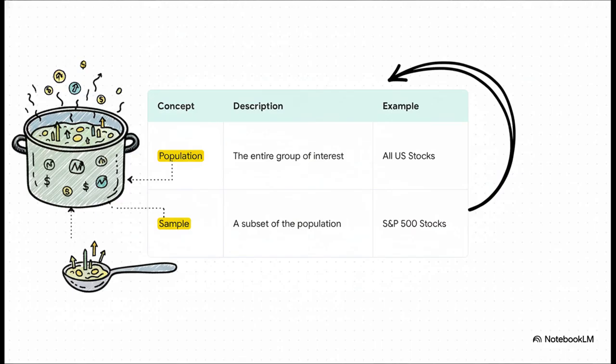So to get this, we just need two basic terms. First, there's the population. That's the entire group we're interested in, the whole pot of soup, or in our case, all US stocks. Then there's the sample. That's the small part we actually look at, the spoonful, or the 500 stocks in the S&P. We study that sample to make a smart guess, an inference, about the entire population.